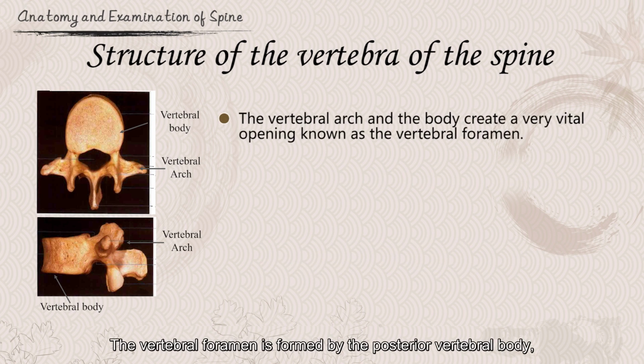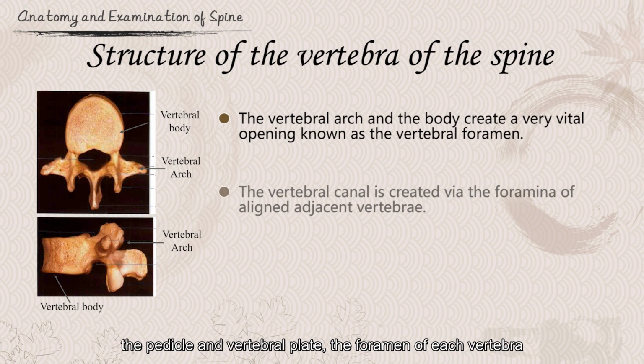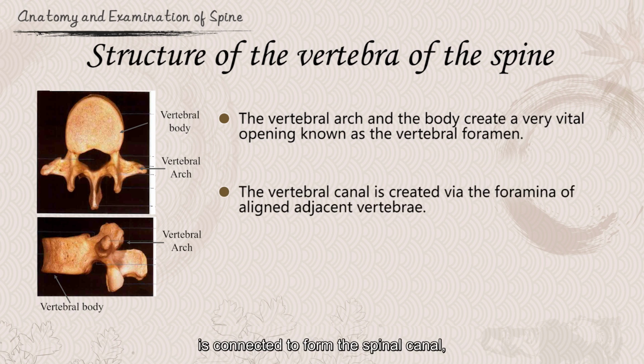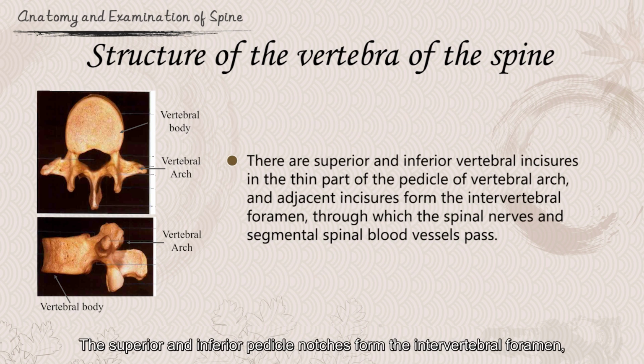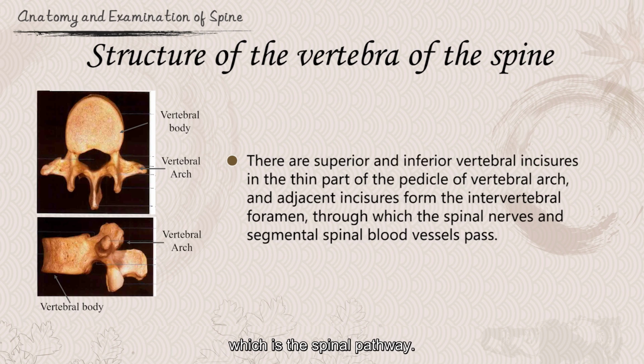The vertebral foramen is formed by the vertebral body, the pedicle, and vertebral plate. The foramen of each vertebra is connected to form the spinal canal, in which the spinal cord and cauda equina pass through. The superior and inferior pedicle notches form the intervertebral foramen, which is the spinal nerve pathway.